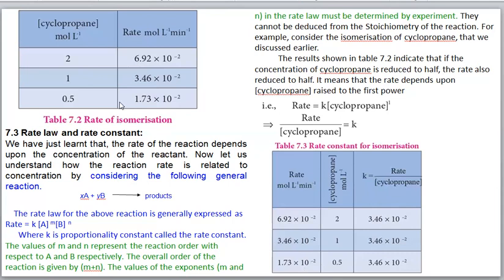Then you see, when the concentration is 0.5, the reaction rate is this value. There also we can write this value divided by 0.5, that means we multiply this value by 2, and we get the same value. So the rate constant is a constant. It cannot change or vary with the concentration of reactants.